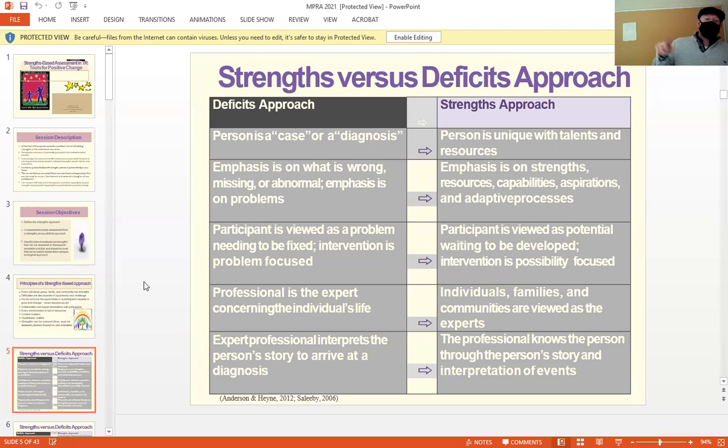Next, in the deficits approach, the professional is the expert concerning the individual's life. Ooh, how would you like that? Would you like somebody thinking they know more about you than you do? No. We need to realize that the individuals and their families and the communities they're from and their social circle, they're the experts when it comes to each potential client.